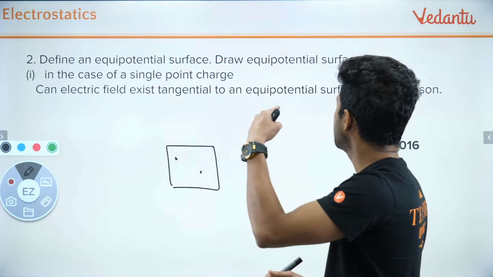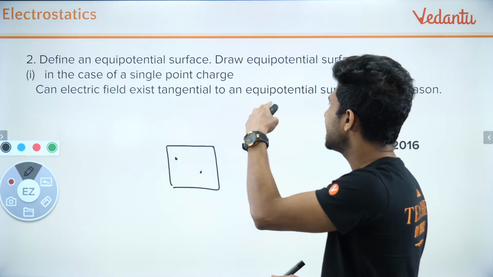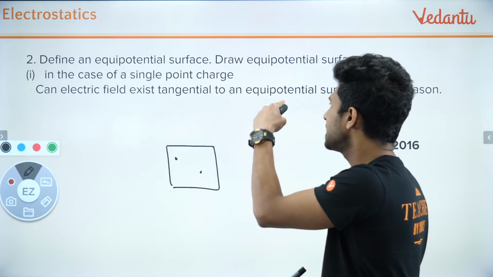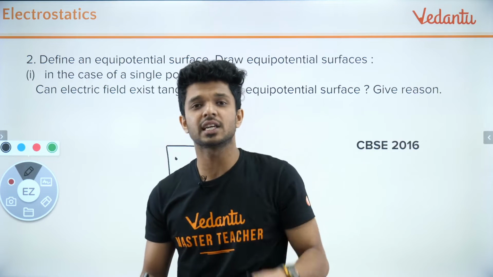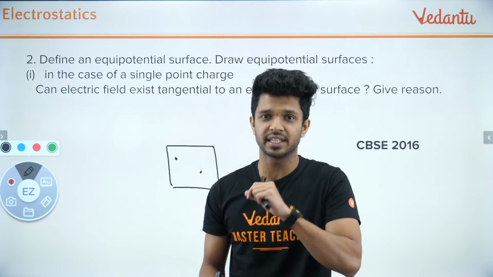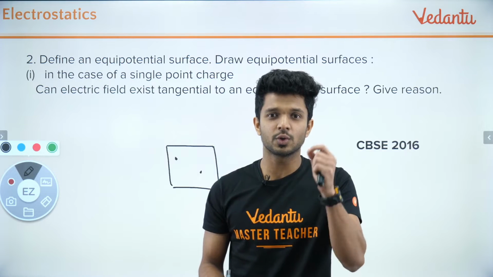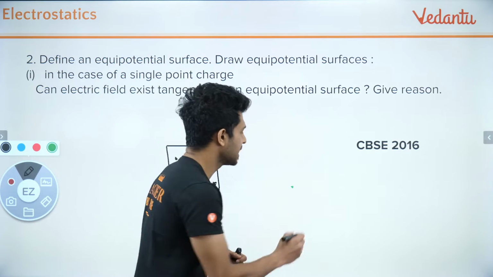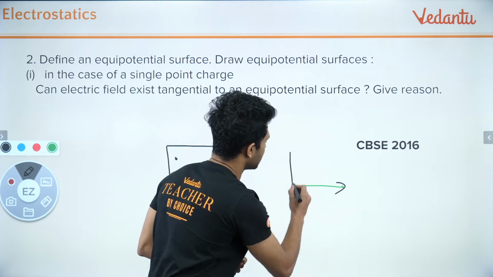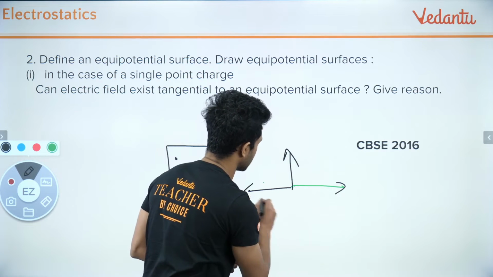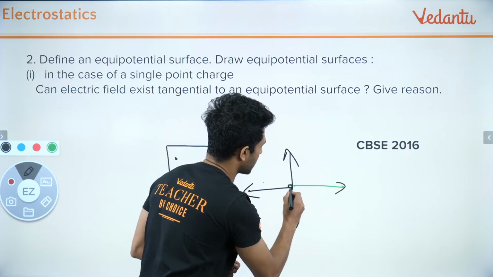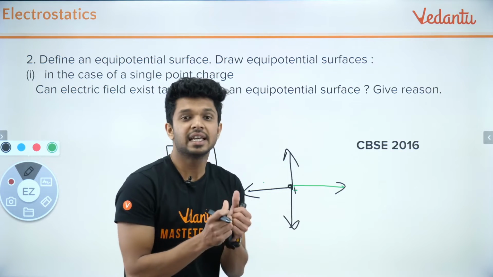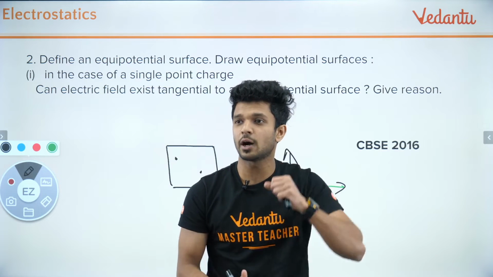Okay, what does it say? Equipotential surface in the case of a single point charge. So how will I draw the equipotential surface for a single point charge? As I have told you, in the case of a single point charge, how will the electric field lines be? Electric field lines will be in the radial outward direction, right? So this is a single positive charge. Let this be a positive charge. The electric field lines will be emerging outside, right?